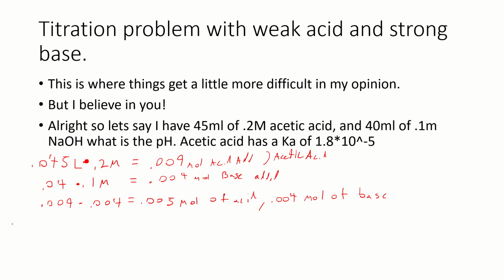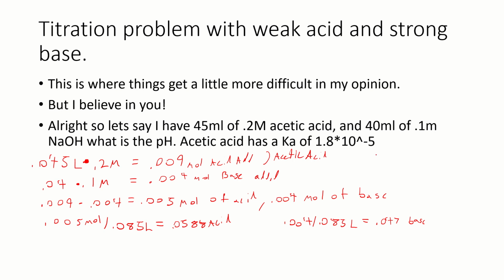But before we do that, we have to get our molarity, because we just have moles. The total volume is going to be 85 mL, so we have to solve for our molarity. For acetic acid, I'm just going to pause and write it out real quick. Since we have 85 milliliters, you divide 85 by 1,000, so you get 0.085 liters. So you can solve for molarity, and we get 0.0588 molar acid. 0.0588 is the molarity of the acid, and 0.047 is the molarity of the base when you carry out the same procedure for the base.